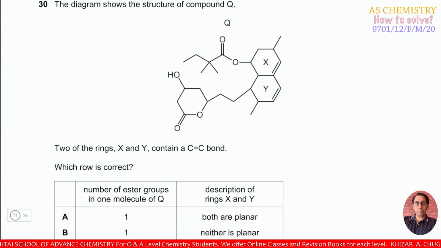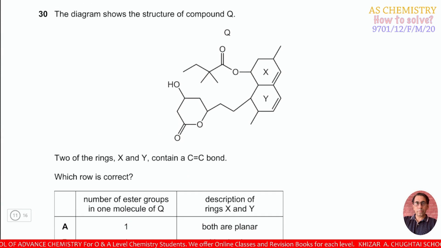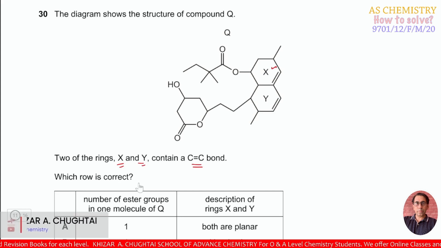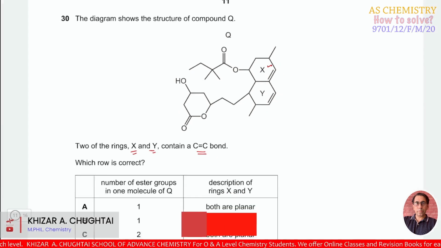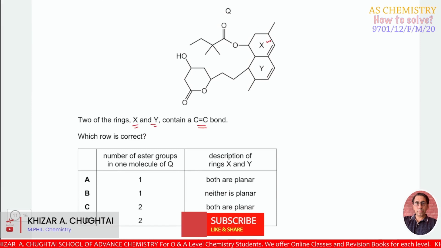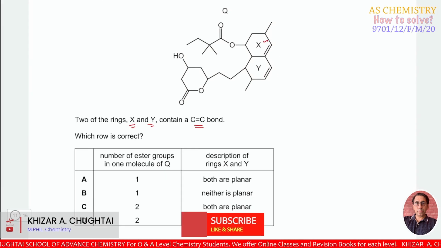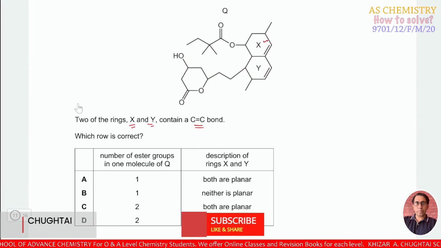Question number 30. The diagram shows the structure of compound Q. Here it shows this part is X, this is Y, and so on. Two of the rings, X and Y, contain a carbon-carbon double bond. Which row is correct? There are the 4 options A, B, C, D. Which row is the correct one?